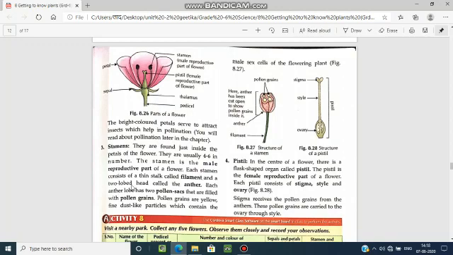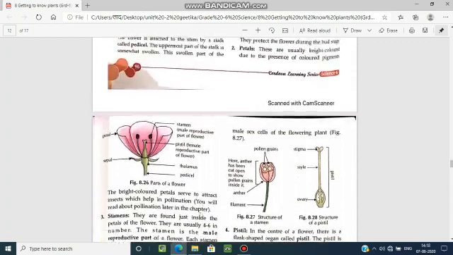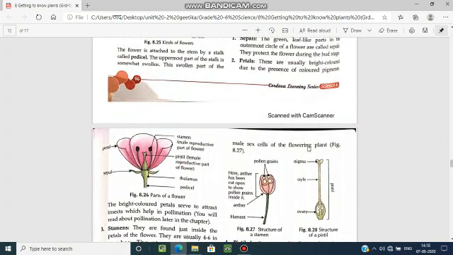Each stamen consists of a thin stalk called filament. Each stamen is made up of this filament and this lobed structure, the two-lobed head called the anther. This is called filament and this is called anther. Each anther lobe has two pollen sacs that are filled with the pollen grains. Pollen grains are yellow, fine dust-like particles which contain the male sex cells of the flowering plant.